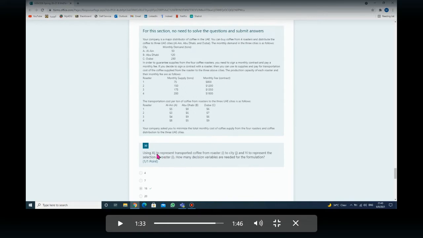Right away here we can see there are four roasters and three cities. So 4 into 3, there are already 12 variables in the case of this Xij. 12 plus 4 binary variables are needed. First of all, which roaster to select or not. So 12 plus 4, the total answer will be 16. So the answer is 3, that is 16. So the 30th question we solved.